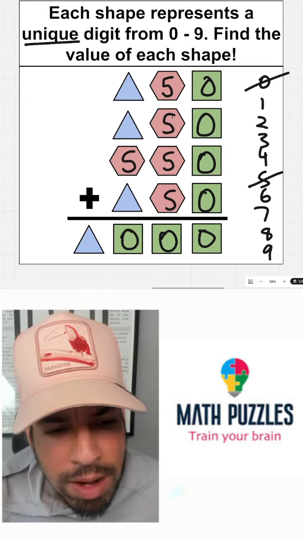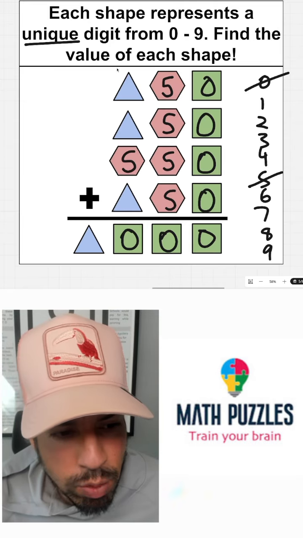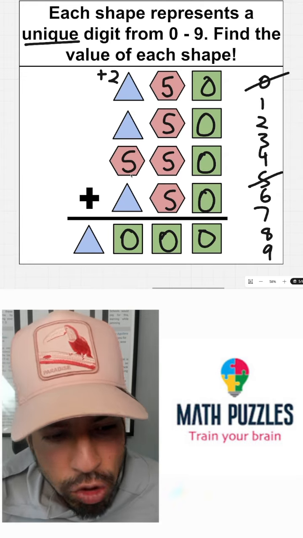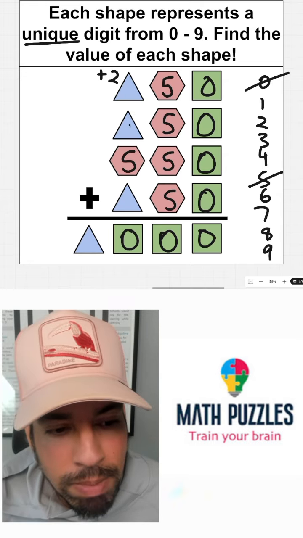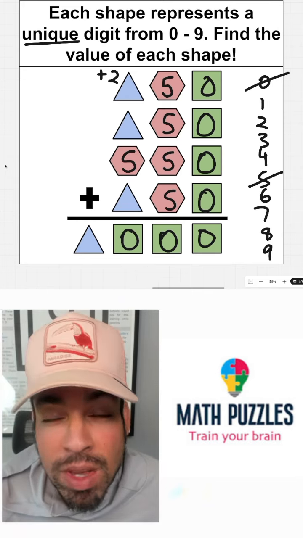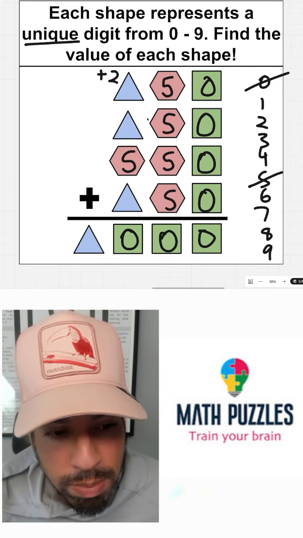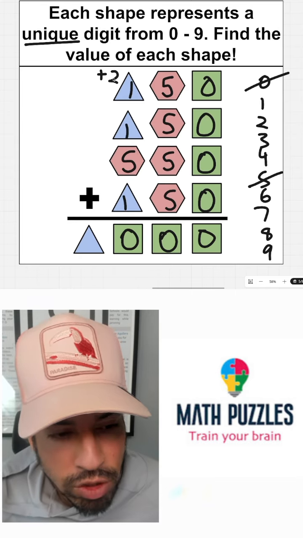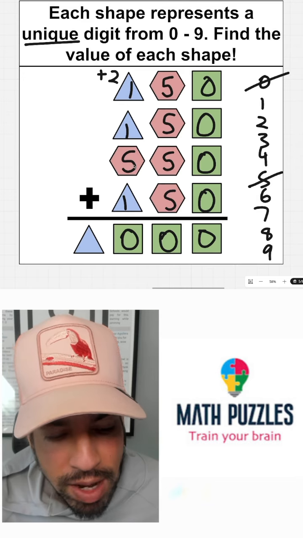Okay, so 5 plus 5 plus 5 plus 5 is actually 20, which means we'd actually have a carry of a 2, all right? So the question is, 2 plus 5, that's 7. What must the green triangles be so that we end up with a ones digit of 0 again? The only viable option is going to be 1.